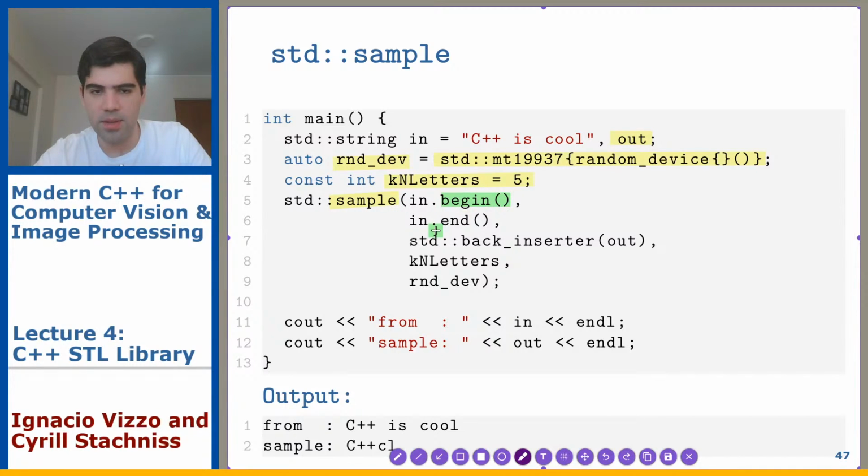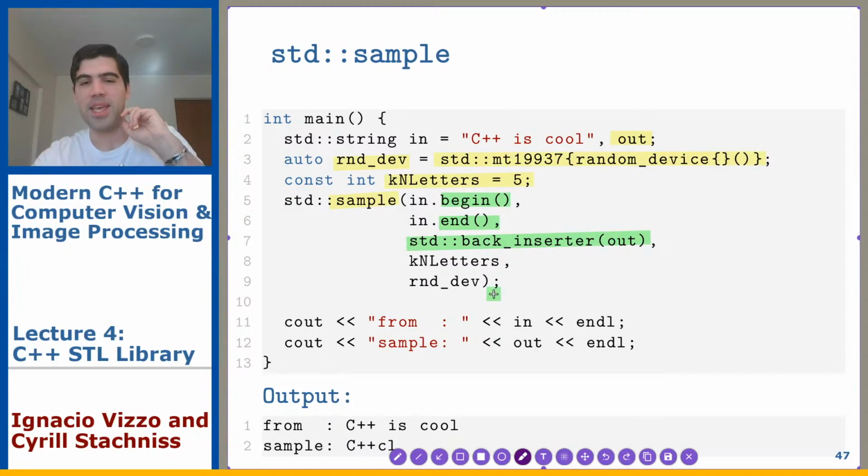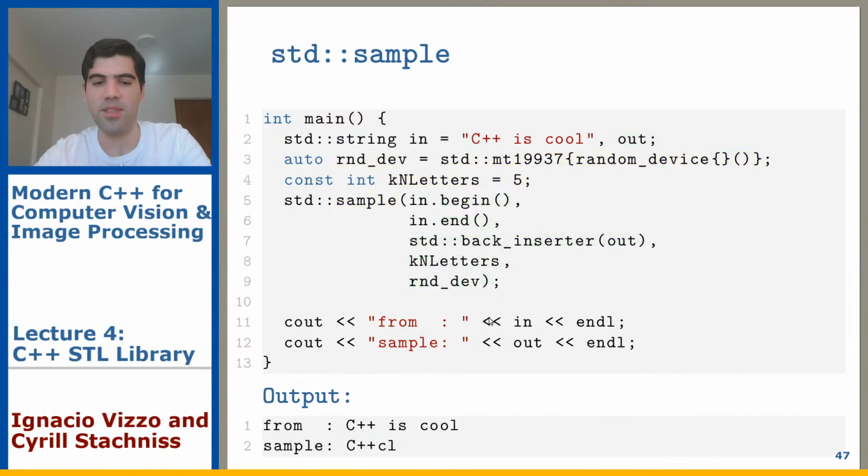from the beginning to the end of the string that is called in, that is C++ is cool, and then you need to use this syntax. Don't worry about it, but basically you're giving access to the back of the out variable that is a string, and then how many samples you want, and then the random device. And if you see this particular example, it's probably different from the slides you had because it's completely random. So in this case, the 5 characters picked are C++ and CL. So C is from cool and the L as well. So probably you have a different output on your slide.